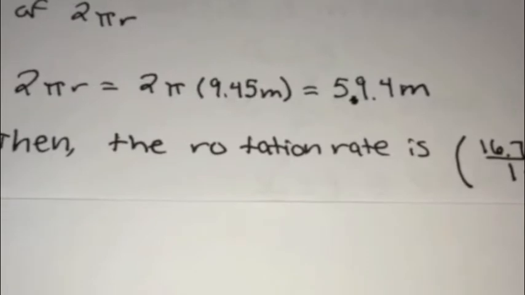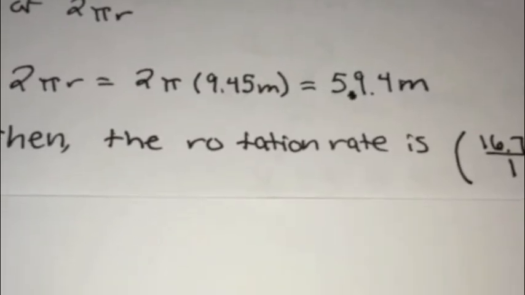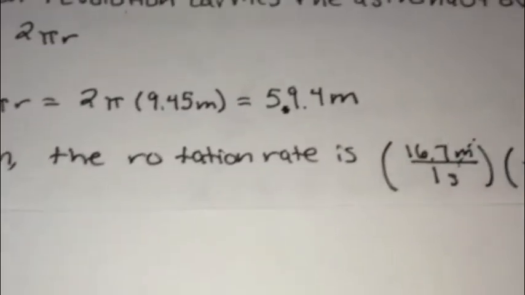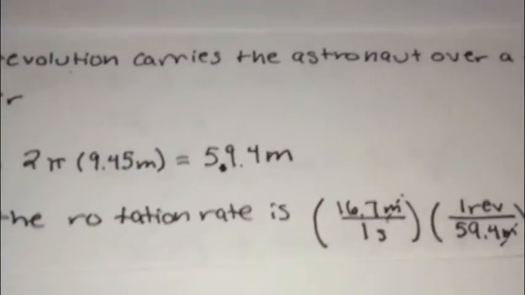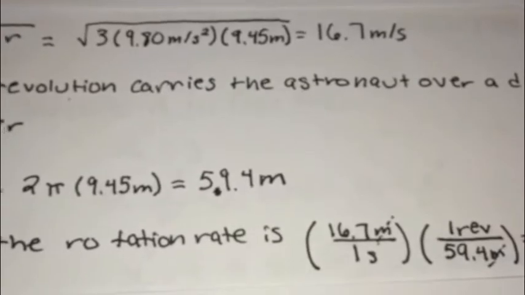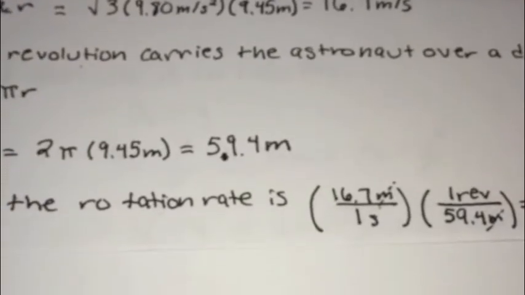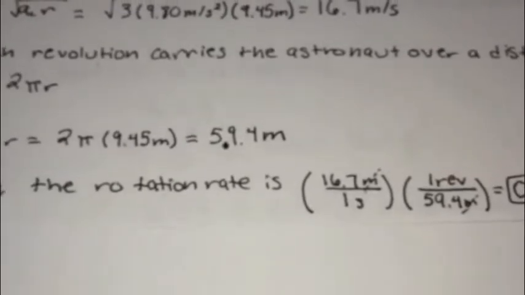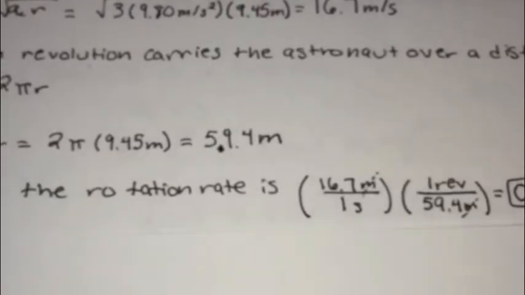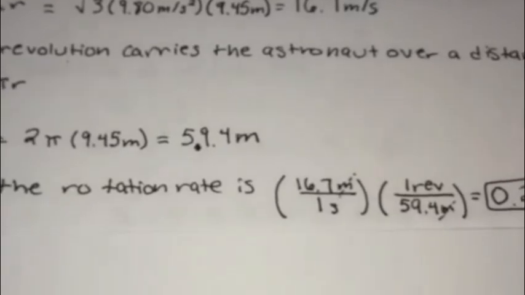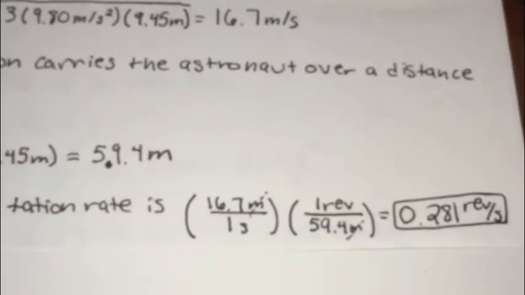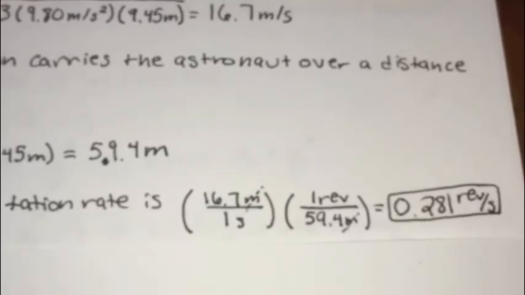Now with that answer of 59.4 meters, you can do dimensional analysis to find the rotation rate. So you have 16.7 meters over 1 second, as shown above in the first part of the problem, multiplied by 1 revolution over 59.4 meters. Then you can cross off the meters, and you get 0.281 revolutions per second as your final answer.